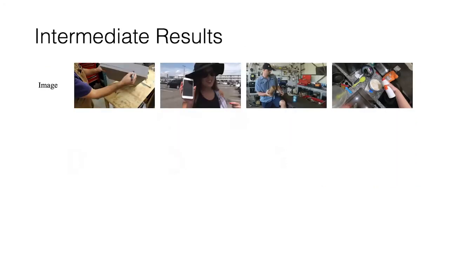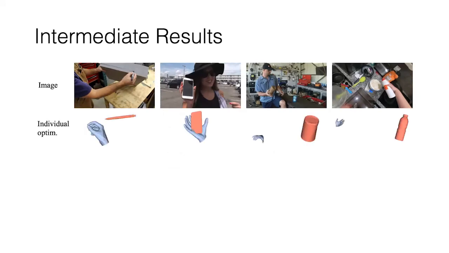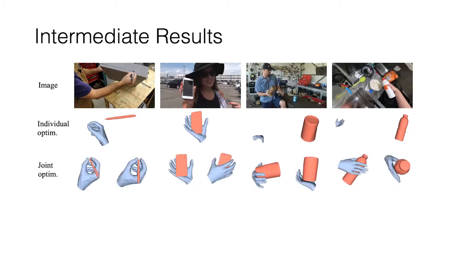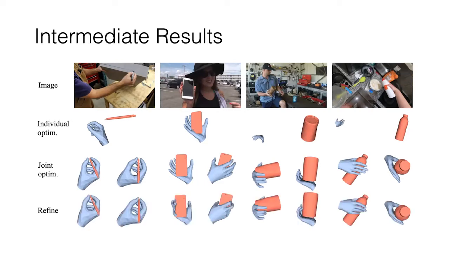Here are some of the intermediate stages of this optimization. First, we have these individual optimizations, the initialization of the objects and the hands. And then you can do joint optimization that pulls them together, and wants to minimize the keypoint and semantic segmentation loss together with the interpenetration and depth ordering. And then finally, we can use this prior network, which adds a good amount of realism to their interaction.